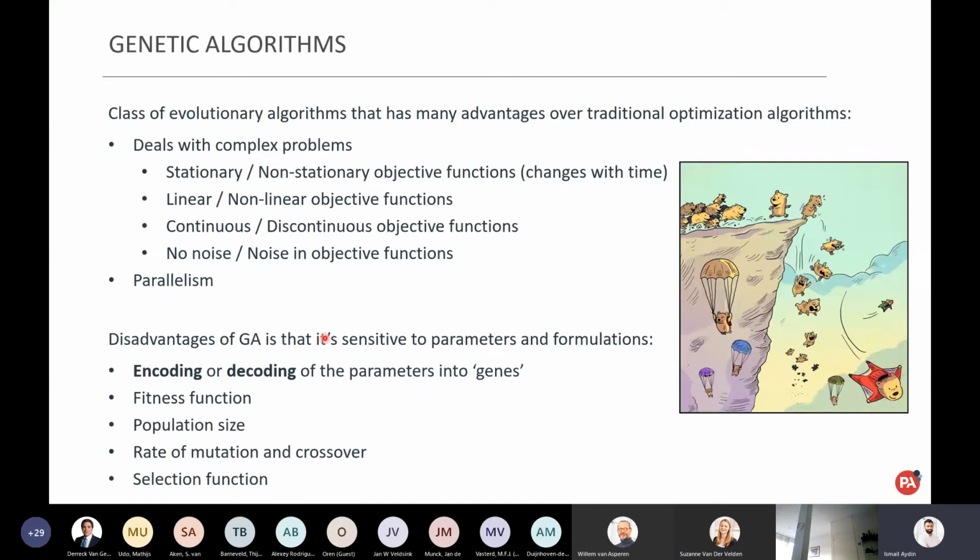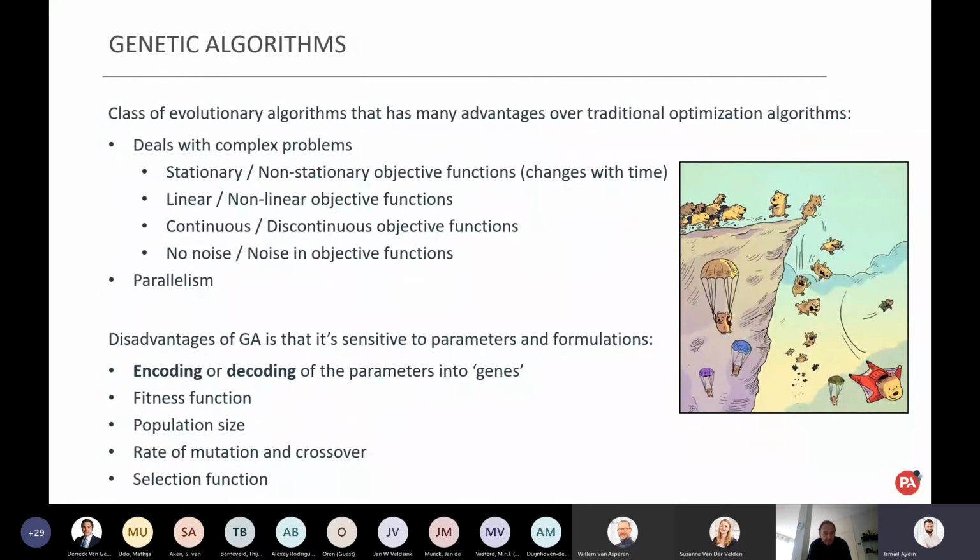Although there are also some disadvantages to it, and that is you have to encode or decode the parameters, or your input vectors or the agents, you name it, into genes, such that you can apply crossover and mutation and then decode them back to their original solution. Of course, your optimization will also be sensitive to your fitness function, population size, rate of mutation, crossover, and selection function. For crossover, you have what you call a crossover probability. So you take the best performing genes, and depending on the crossover probability, you will apply a crossover to it, or not.